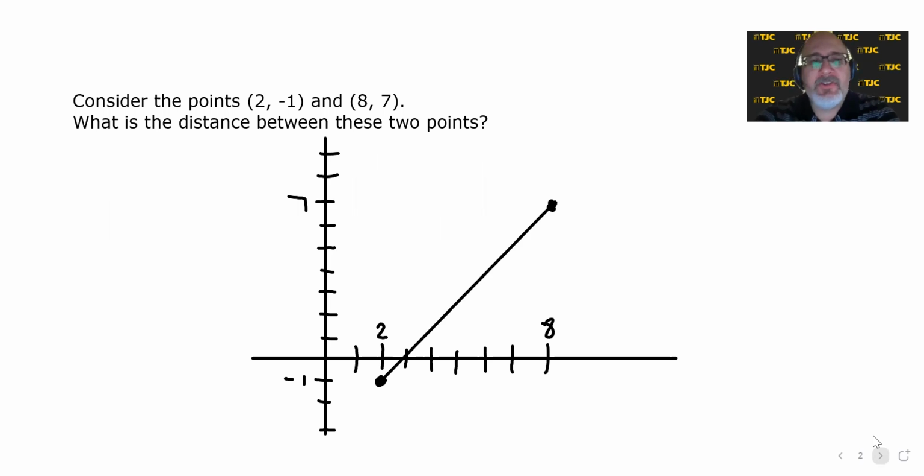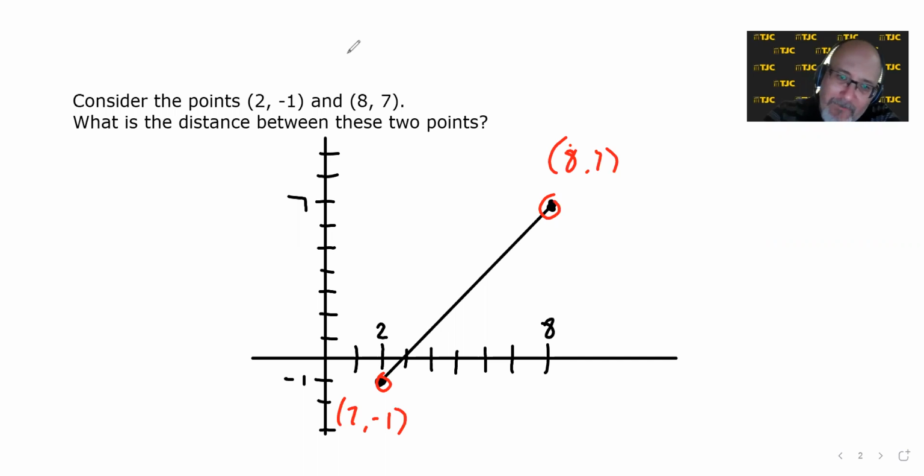Well, let's consider this example. Consider the points 2, -1 and 8, 7. What is the distance between these 2 points? You'll notice I've already got both points plotted. Here is the 2, -1 right there, and here's the 8, 7. So let's go ahead and label those. 8, 7, and 2, -1. And the question is, how far apart are these?